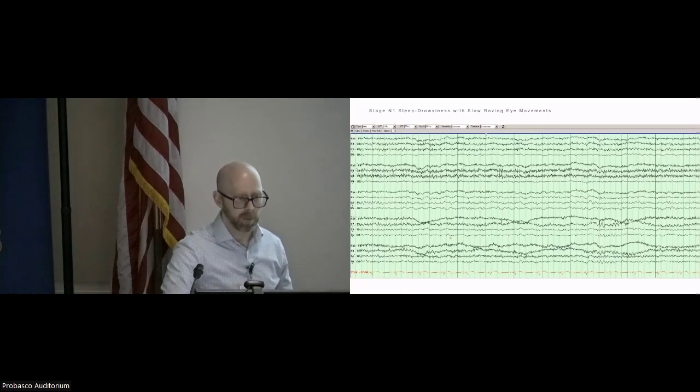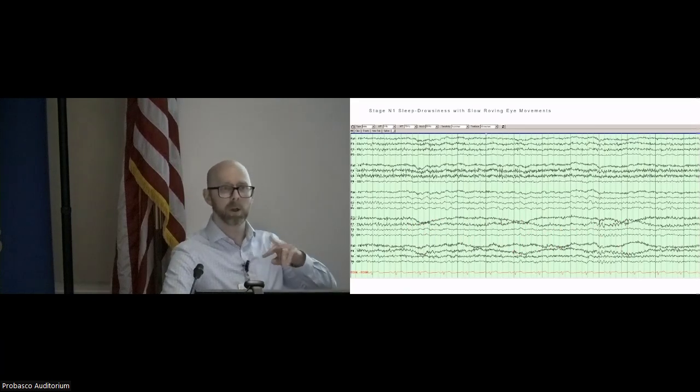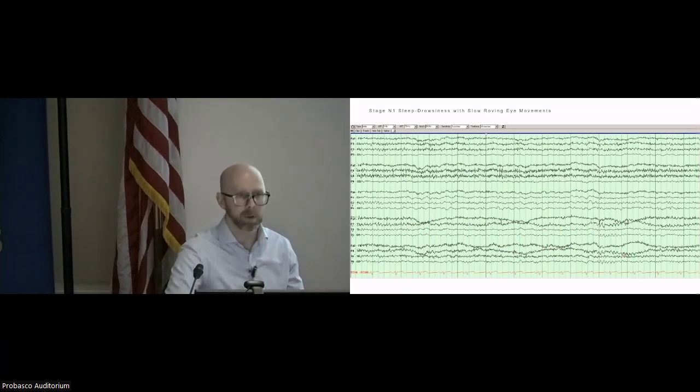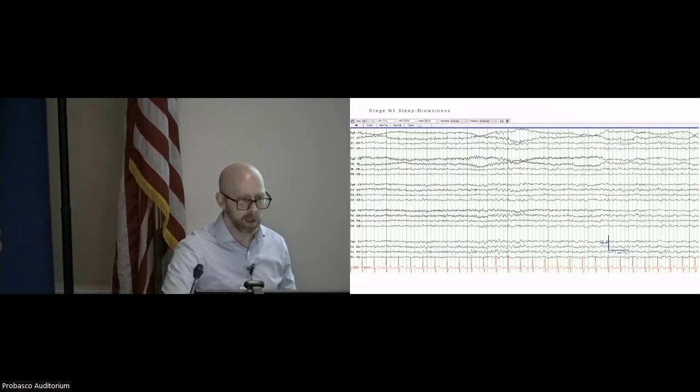So this would be an example of someone who's drowsy, and these are slow roving eye movements. Right here, they're looking to the right. Here, they're looking to the right. And here they're looking to the left. So it's going back and forth very slowly. This is a natural thing you do when you're drowsy. You don't know about it or think about it. And so this is a good way to identify drowsiness. And then you see them again here.